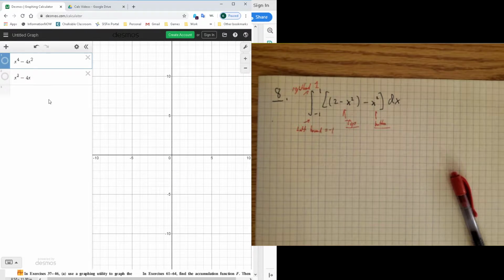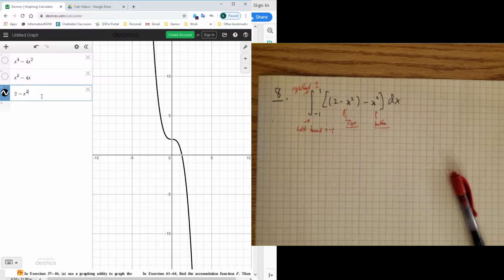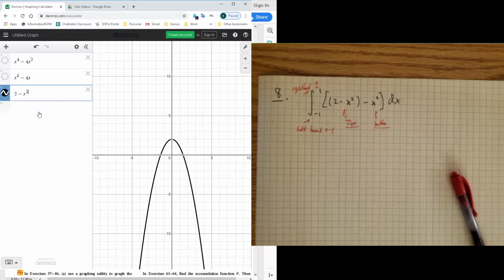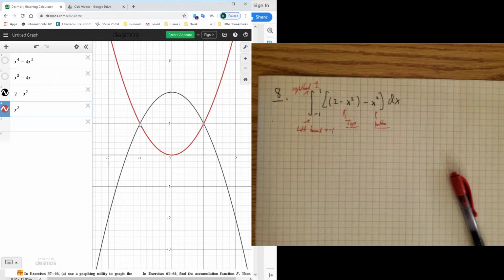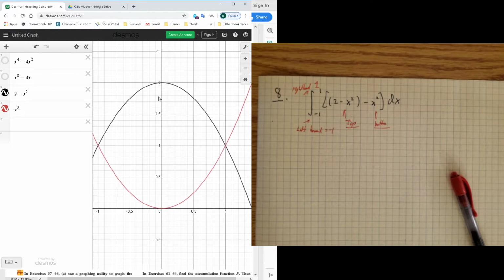Let's go ahead and add another one in here. My top one is 2 minus x squared. My bottom one is just x to the second. And so you can see in here how between -1 and +1, there is a clearly defined shape, this little almost eyelid looking shape. And this region is the one we're going to attempt to fill in.